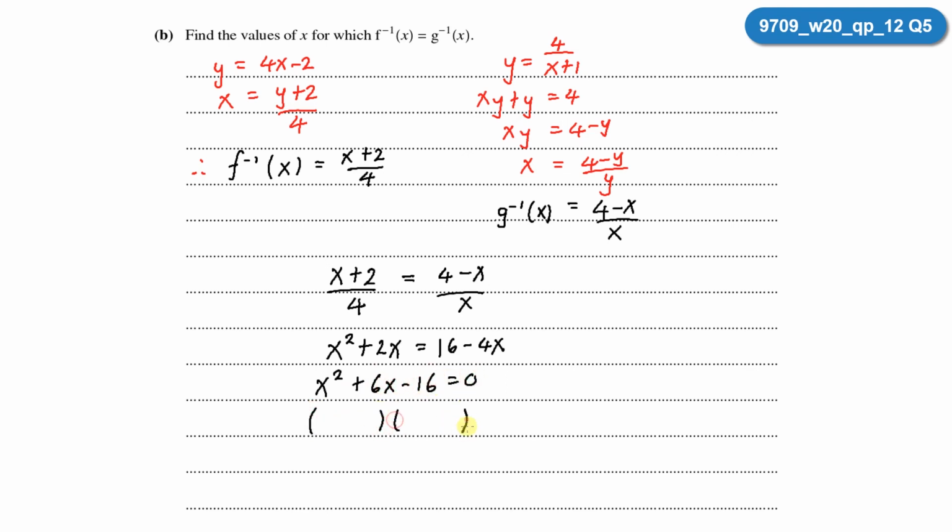And factorizing, we have x here and we have x here, and we'll be having plus 8 and minus 2, which means that either x plus 8 is the one that's equal to 0, or x minus 2 is the one equal to 0. So x comes out as minus 8 and x comes out as 2, and these two here are the two solutions to this problem.